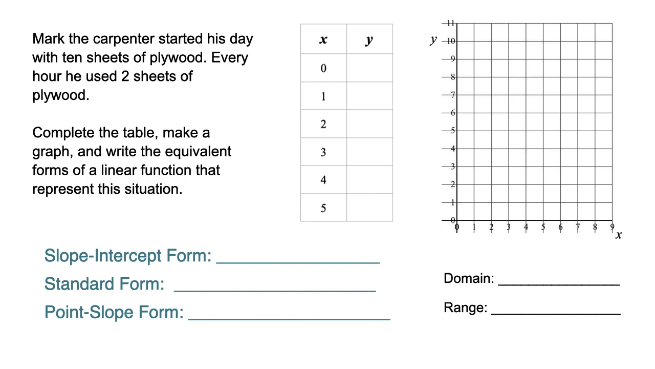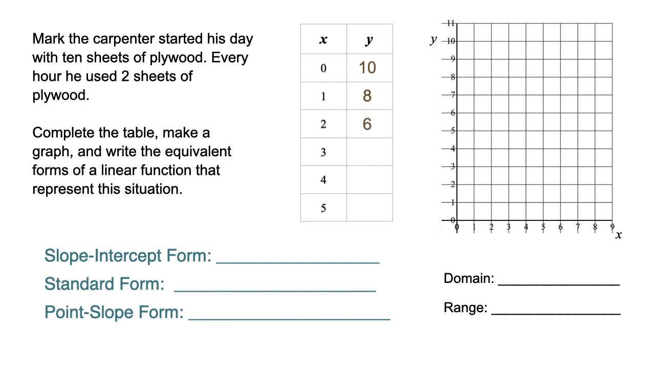So with our table of values, if x represents the number of hours Mark has worked that day, and y represents the number of sheets of plywood he has left, after 0 hours, he has 10 sheets of plywood. That's his initial starting point, right? He uses 2 sheets of plywood each hour, so after 1 hour, he has 8 sheets left. After 2 hours, he has 6 sheets left.